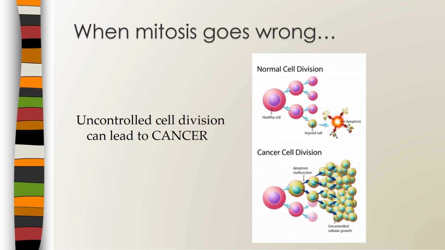What happens when mitosis goes wrong? Well, when mitosis goes wrong, it turns into something that you are probably familiar with, cancer, because cancer is caused by uncontrolled cell division. All right.